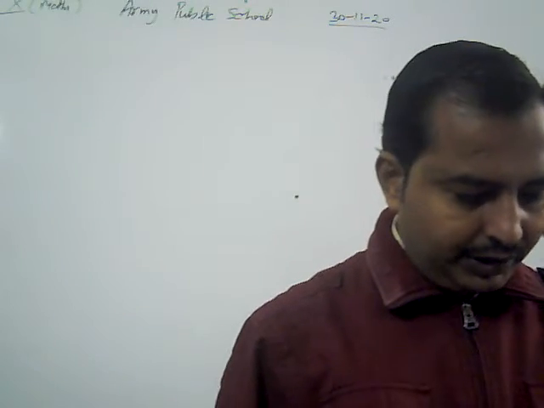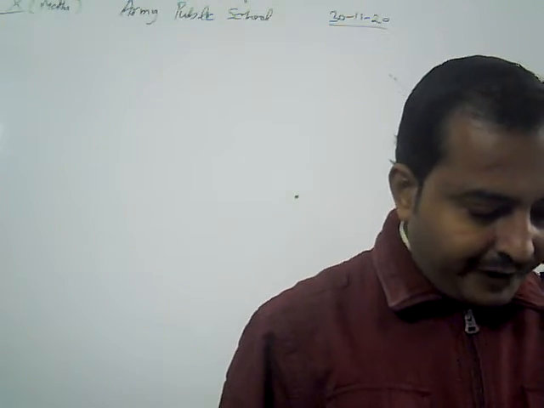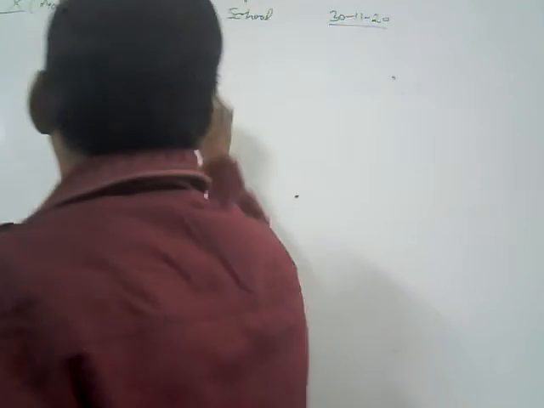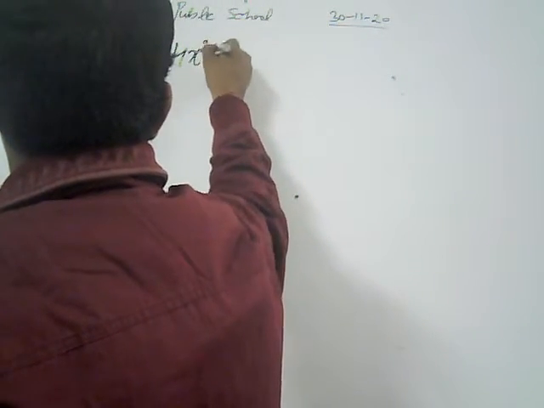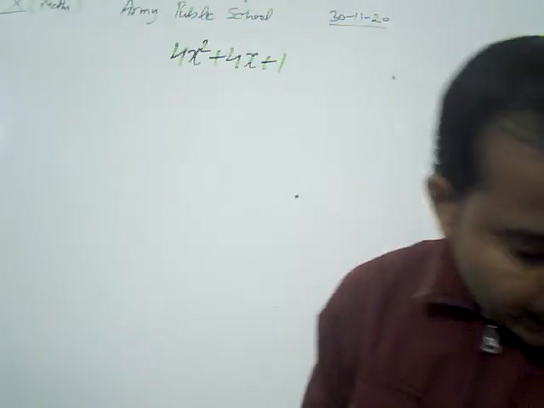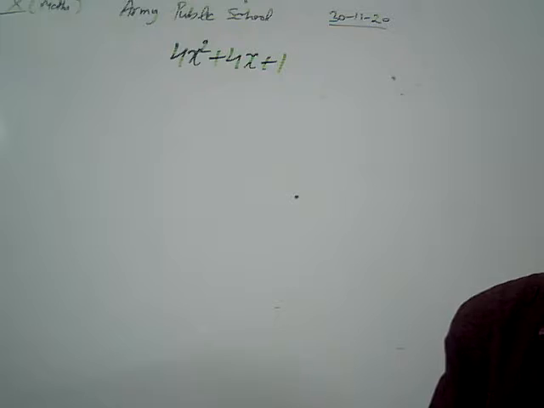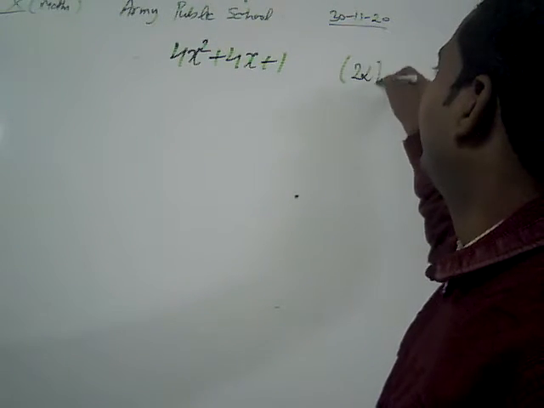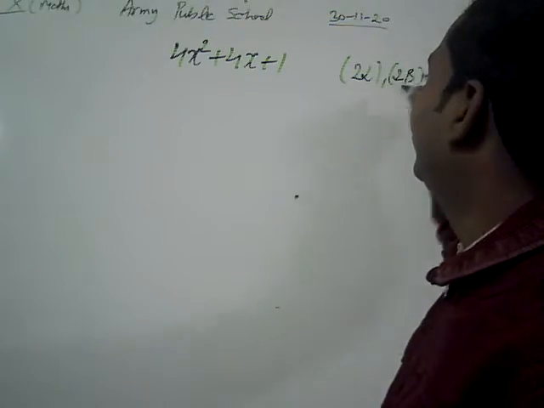Now in the next question, again it's a board problem. If alpha and beta are the zeros of the quadratic polynomial 4x square plus 4x plus 1, then form a quadratic polynomial whose zeros are 2 alpha and 2 beta.